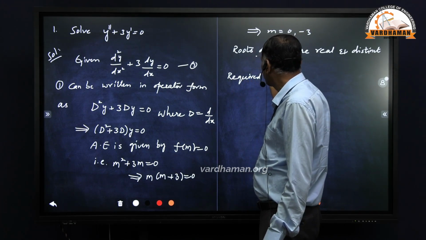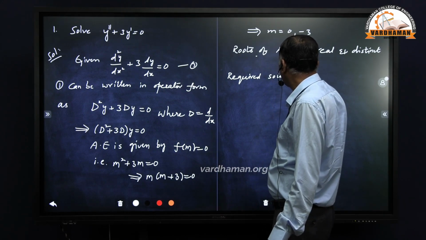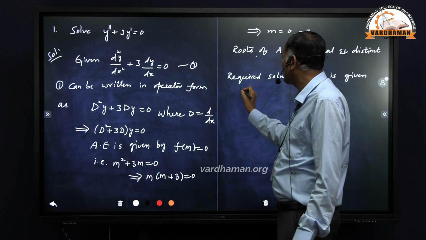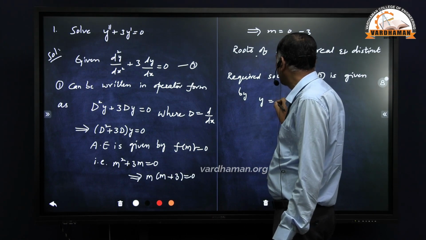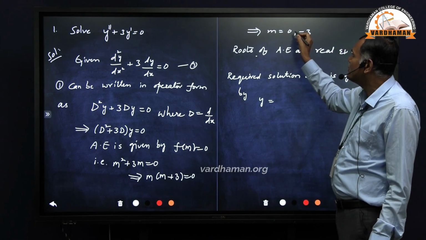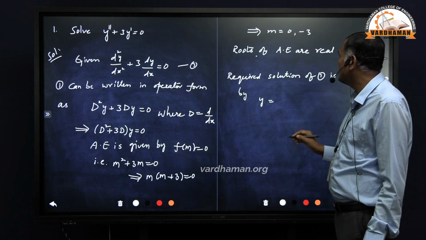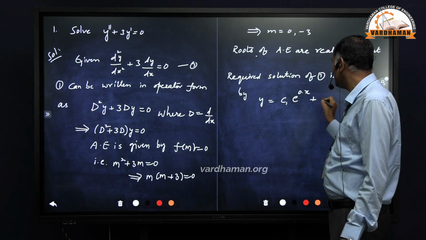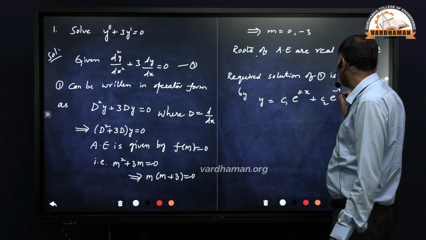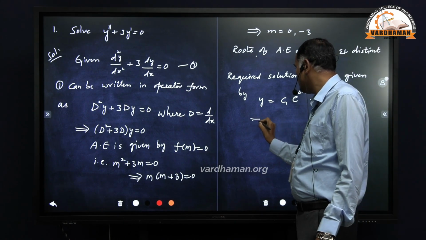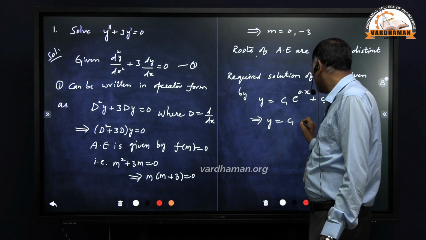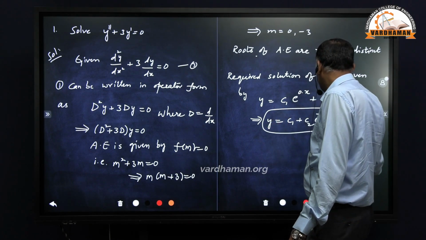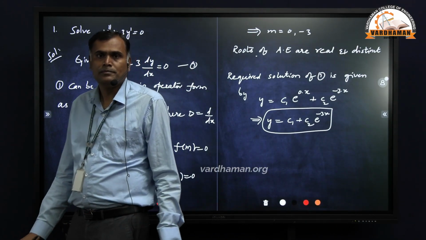Required solution of 1 is given by y equals, here roots are real and distinct. One of the roots is 0, the other one is minus 3. So c1 e power 0 into x plus c2 e power minus 3 into x. So the solution of the given DE is c1 plus c2 e power minus 3x. This gives the solution of the given differential equation.